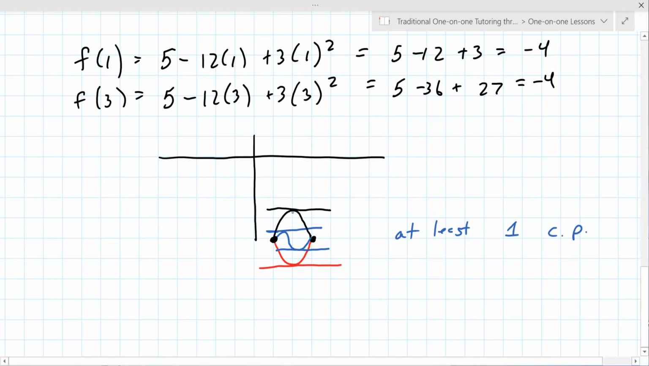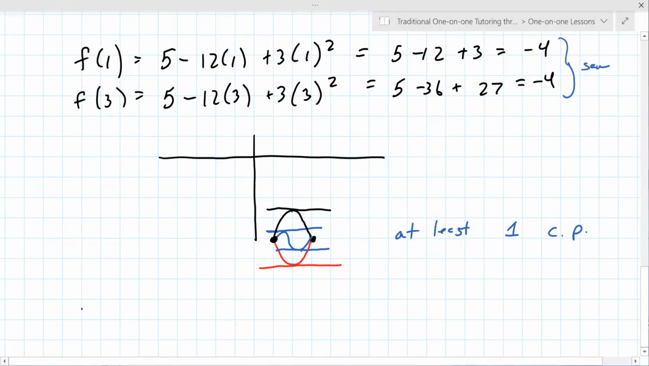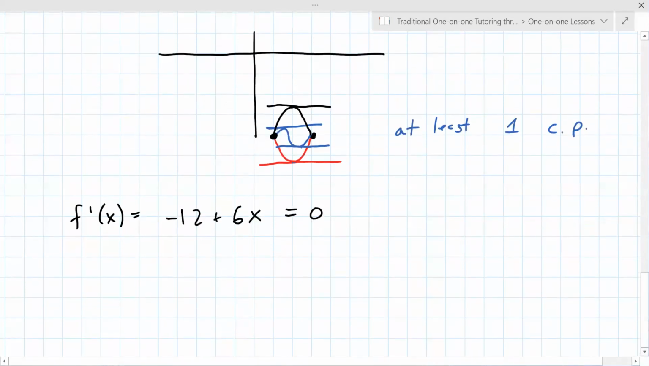And sorry, to be clear, the critical point is that max, that min, that max, that min. Okay. And that's because these are the same. So you have to check the endpoints and see that they're the same. Then you take the derivative, f prime of x, which ends up being -12 plus 6x, and you set that equal to 0 and solve for x. So you end up getting x equals 2. And this needs to be in that window, 1 to 3, and it is.